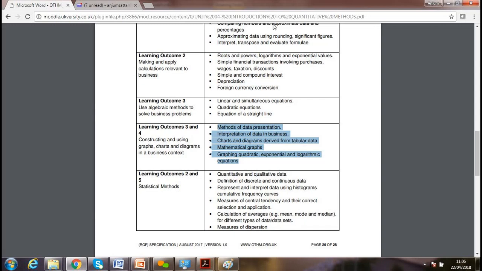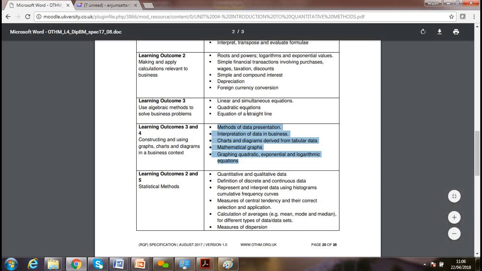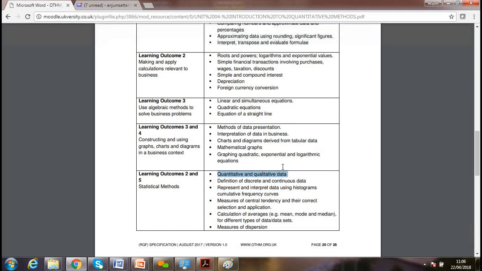Next lesson we'll go through some questions about powers, roots and logarithms, and then we'll go through equations: linear, which we already mentioned, simultaneous equations, quadratic equations, and straight lines. Then we'll finish this and move to the statistics side: data and data representation, qualitative and quantitative. I think I already mentioned what qualitative and quantitative are. What is the difference between them?